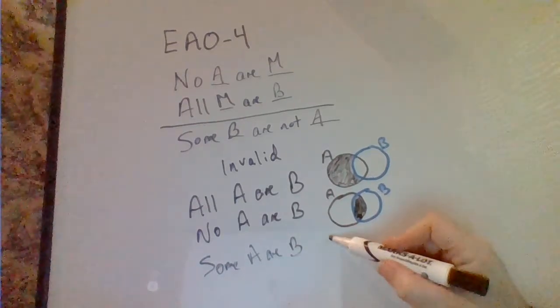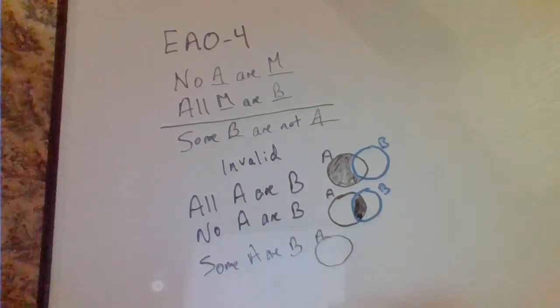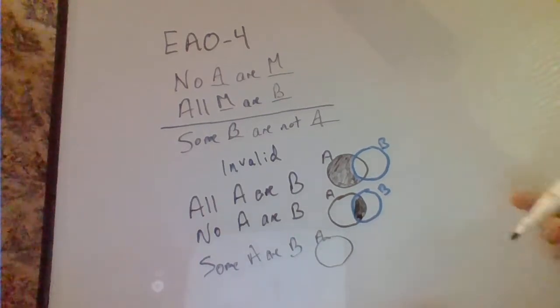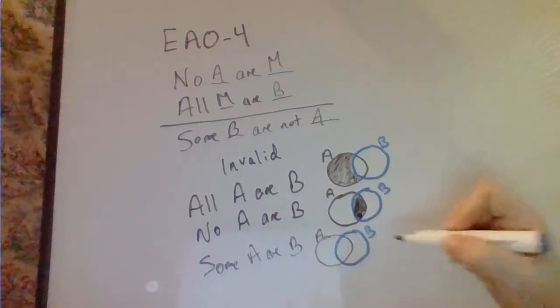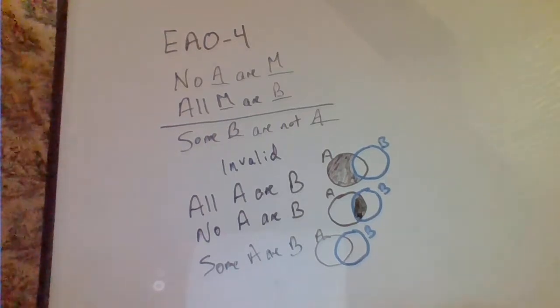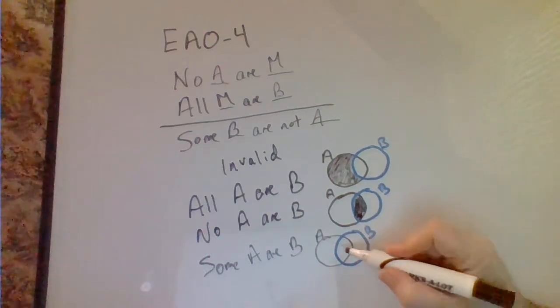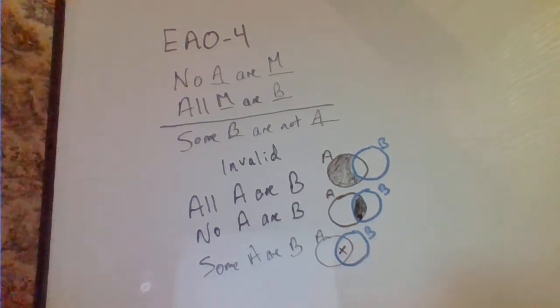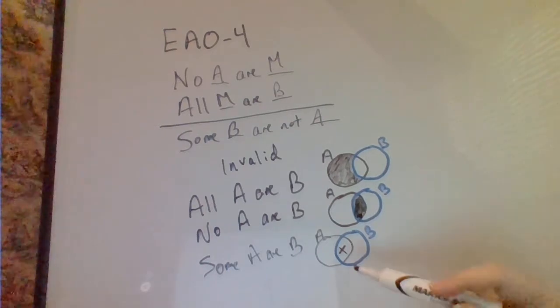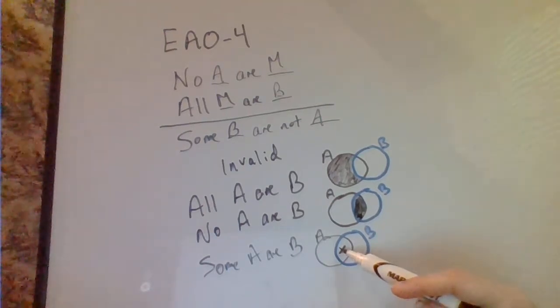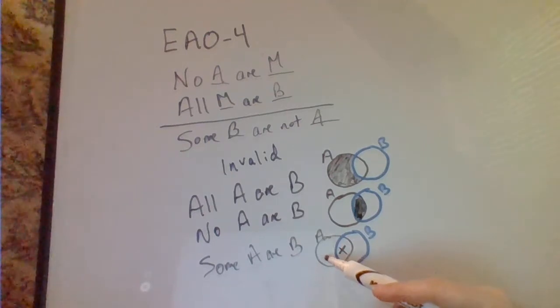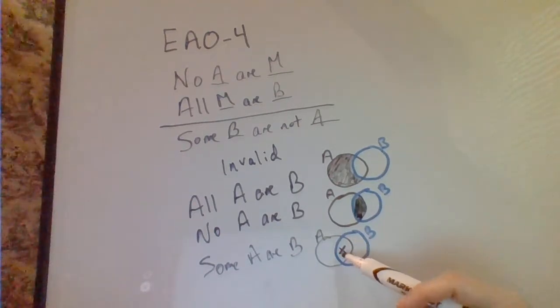With the particulars, some A are B, again, here's your circle for the A. Here's your circle for the B. And this time, instead of shading, remember that when you see some, it means there's at least one. So we're going to use an X to represent that idea of there being one. So there's at least one A that is a B. You would have an X inside of that center section to show that there's at least one thing that is both an A and a B. You could still have just A's, you could still have just B's. But there's at least one thing that is both an A and a B.